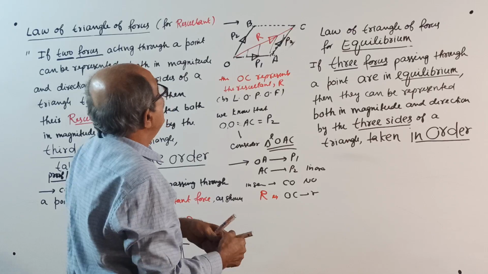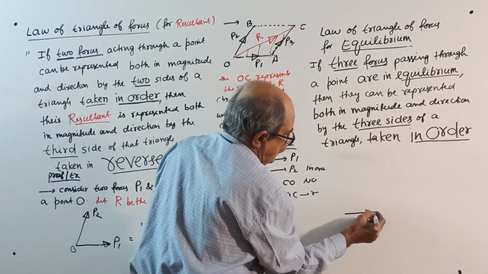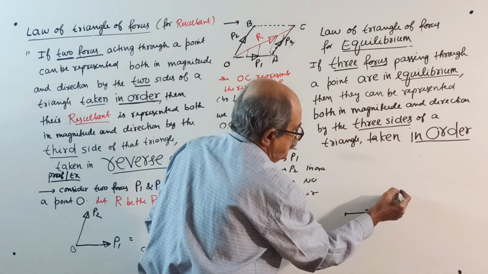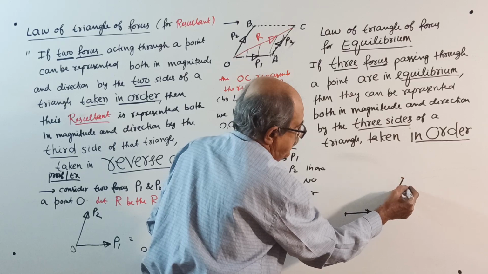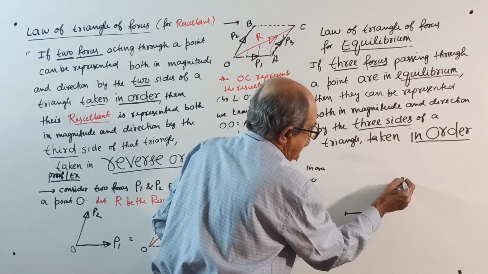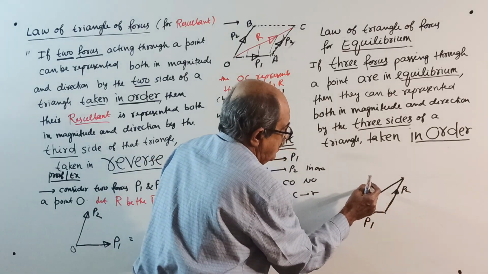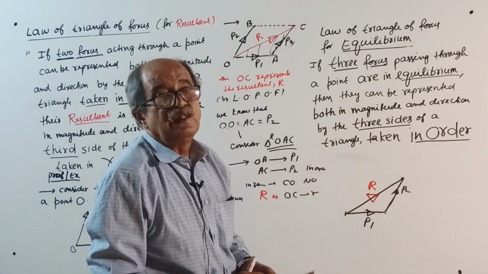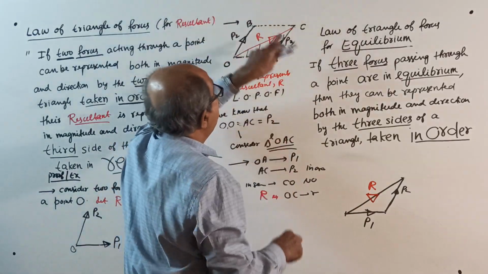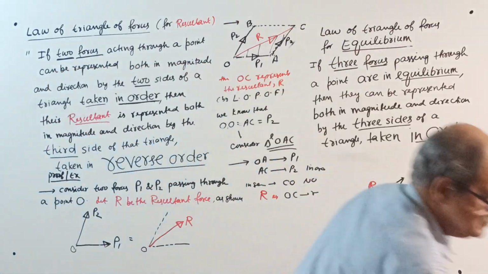Or you can tell one more thing: P1, P2, P2. P1, P2, then this is the same order. No, this is the resultant order. This is the law of triangle of forces. Okay. Now, this is the law of triangle of forces when there are two forces.